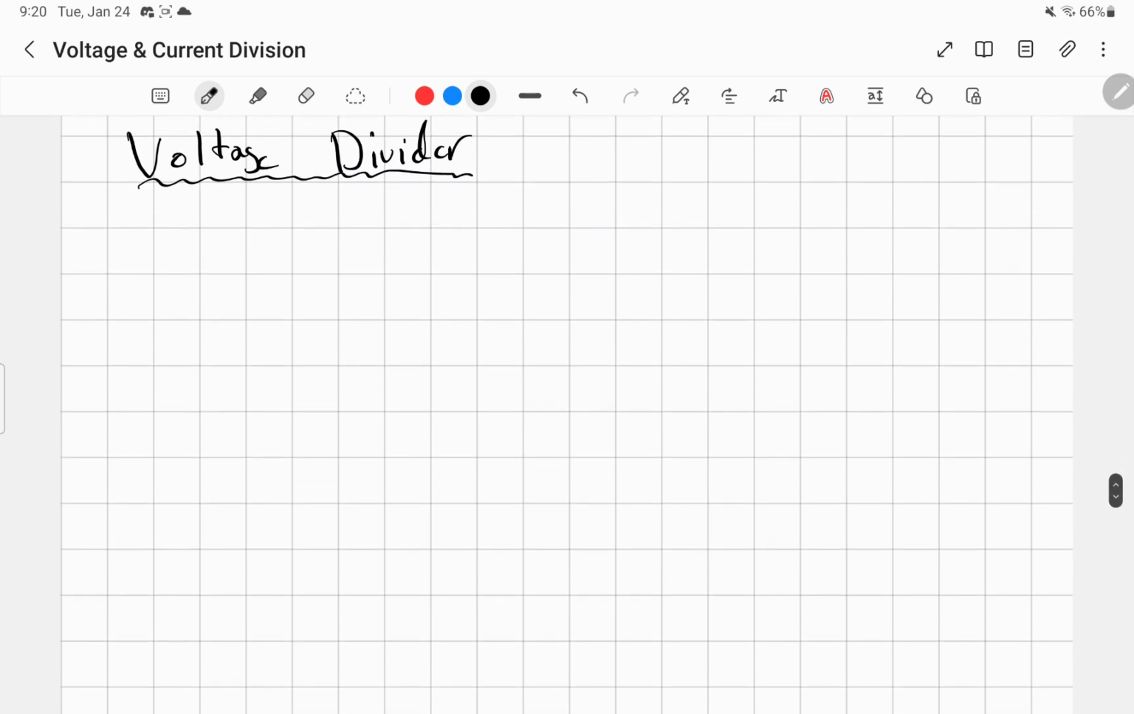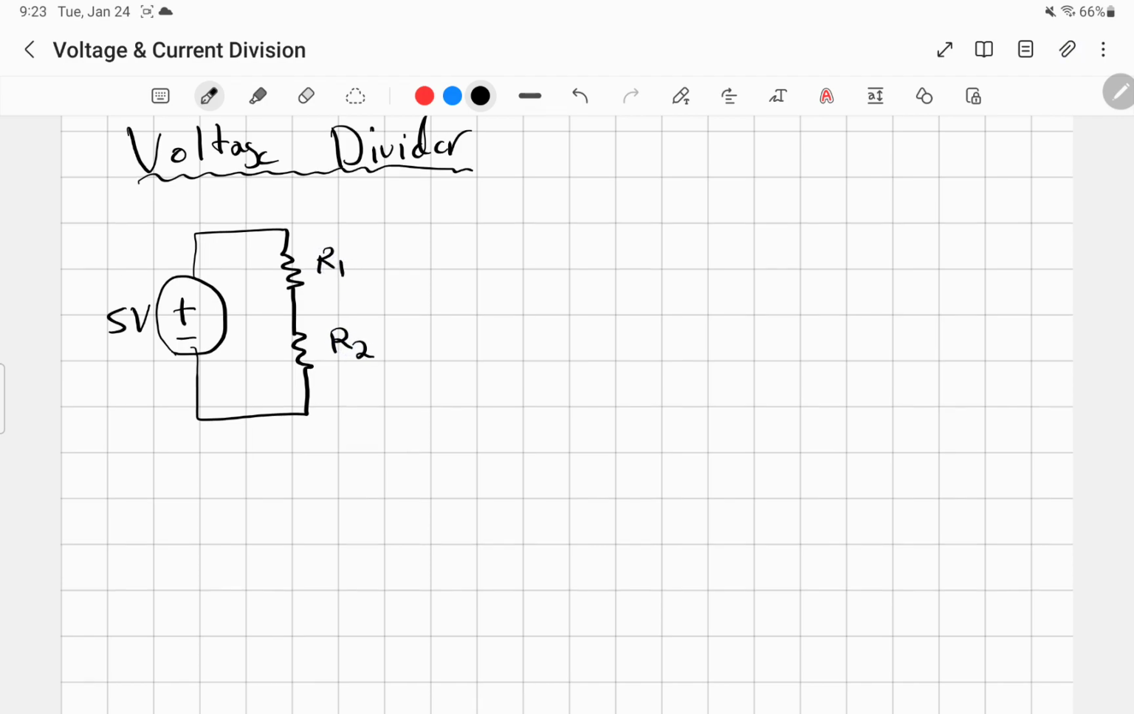with a voltage divider. So let's say we have a voltage of 5 volts, and we have two resistors, R1 and R2. Actually, how about we pick nicer numbers? Let's say this is 12 volts. Now let's say R1 is equal to 1 kilo ohm, and R2 is equal to 3 kilo ohms. We want to measure the voltage at this point in the circuit.